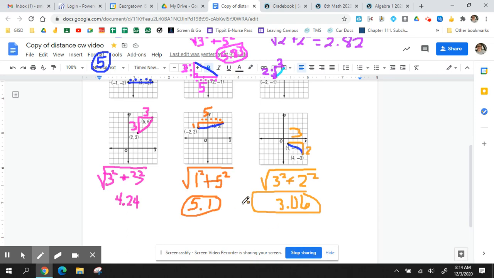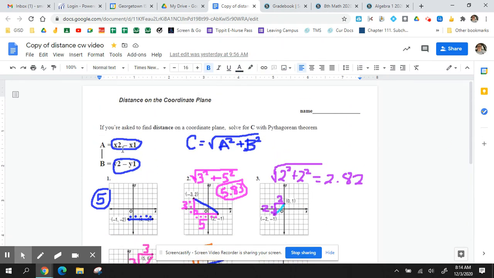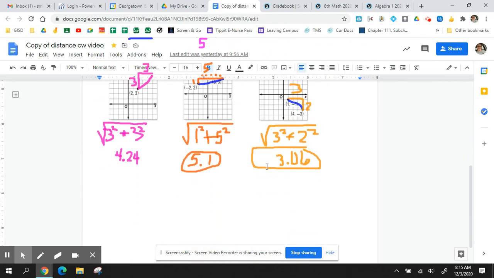Now, because they did give you coordinates of these points, you could have, like the example up here, taken our x values and subtracted them, and then taken our y values and subtracted them, and that would also give us our a and our b value. But on a coordinate plane, it's easy just to count it.